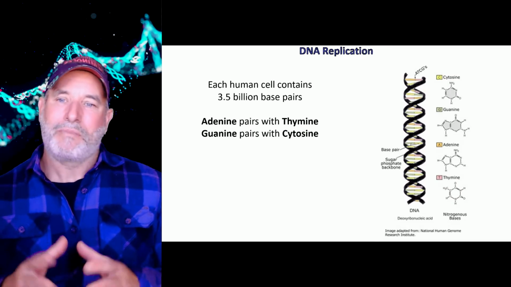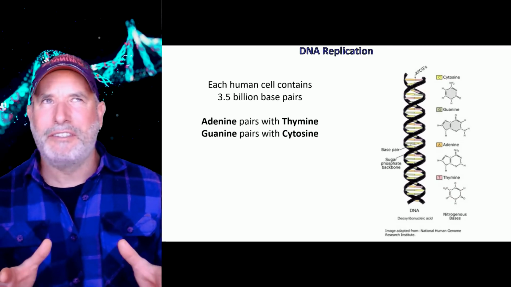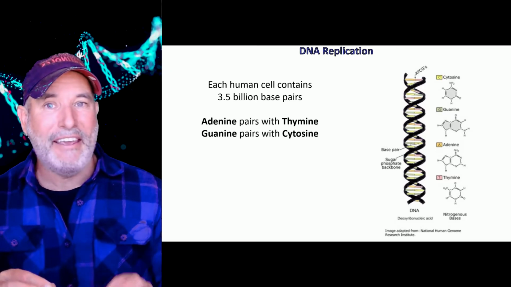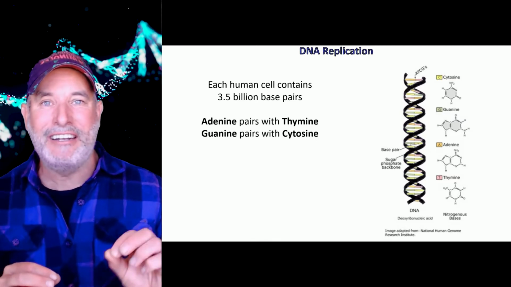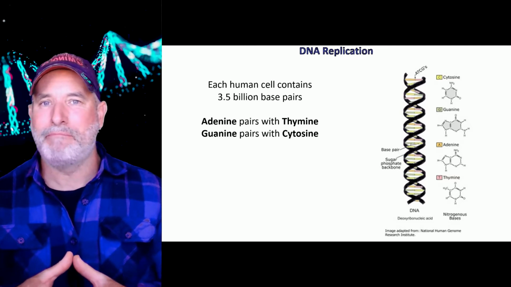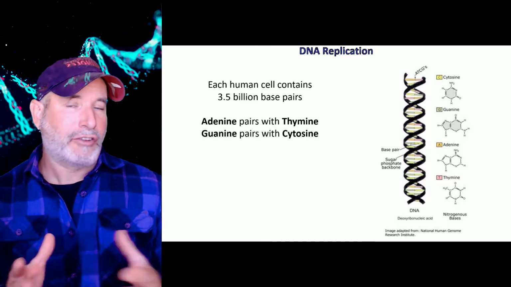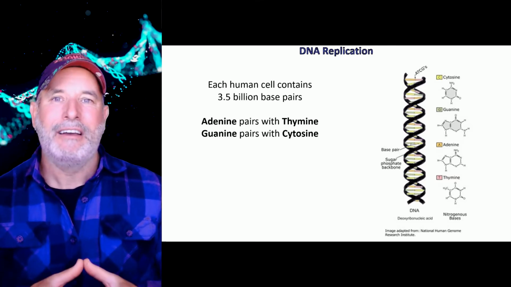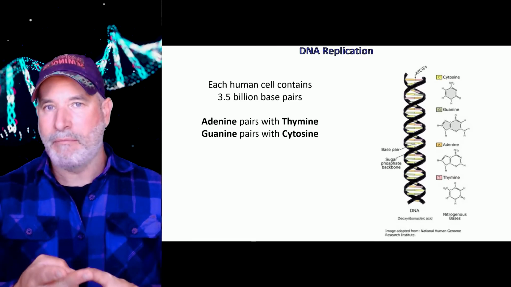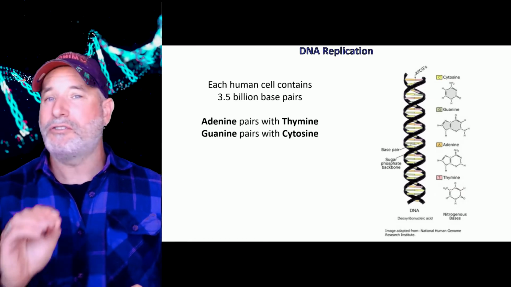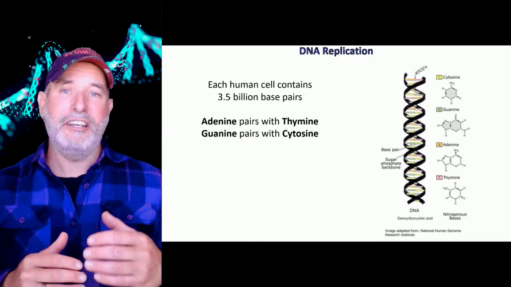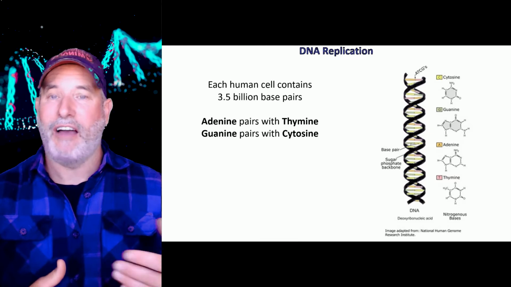So think about this. Each of our human cells, there's like 17 trillion of them. Each one of them contains 3.5 billion, with a B, as in 3.5 times 10 to the 9, base pairs. That's a lot, right? Now, you may have heard that term base pair. What does that mean? Think about it this way. We've got these 4 nucleotides: adenine, thymine, guanine, and cytosine. Those are the letters of our genetic code, right? And letters come together to form words. So the sequence of those letters forms words which have meaning.